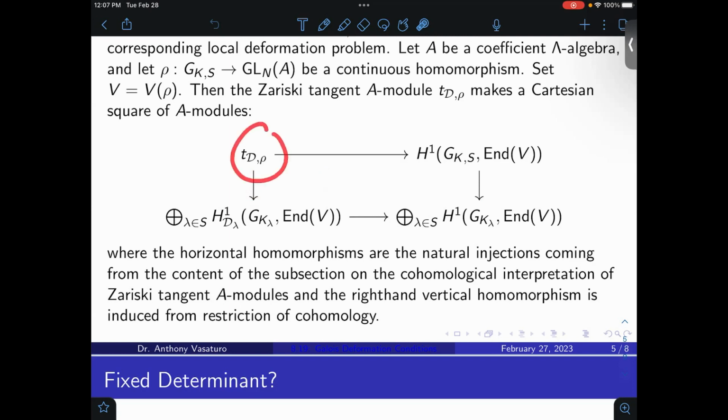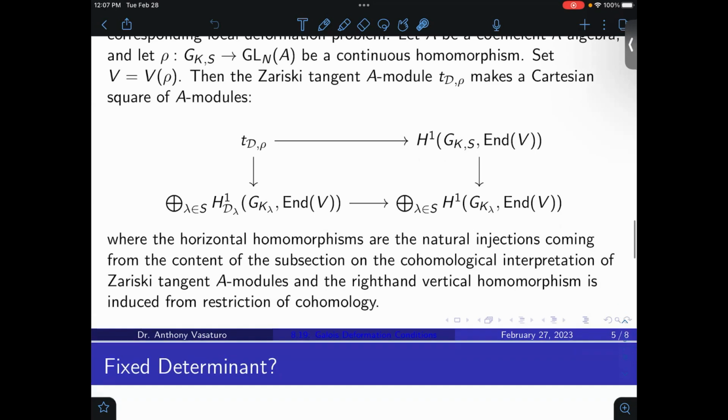Okay, so this T_D ρ maps into the direct sum of all the subcohomology groups representing the local deformation problems.